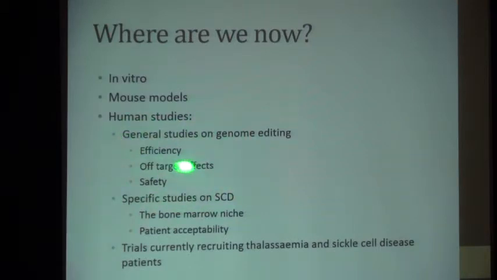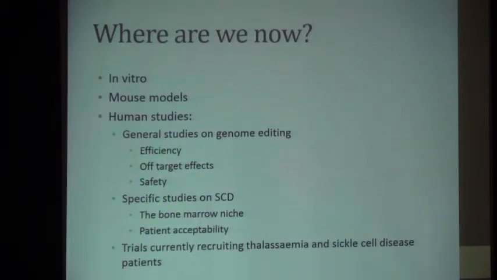There's lots of human studies that have been looking at efficiency and off-target effects. I told you that we're not changing anything except the endogenous locus, in this case the enhancer to BCL11A, but of course nothing is 100%, and so there will always be off-target effects. There's lots of studies looking at off-target effects, and it looks like these are much, much reduced in genome editing compared to gene therapy.